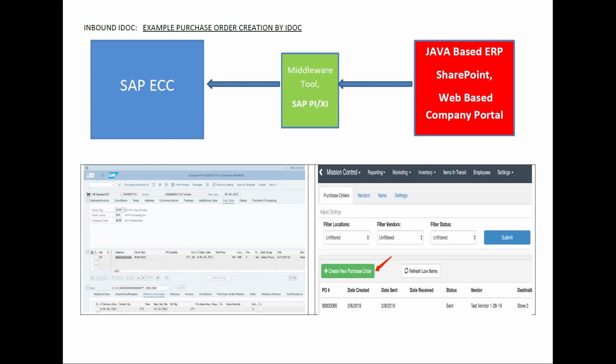And in case the inbound IDOC fails, we can go to transaction BD87 to reprocess the IDOC once you have resolved the issue. So there is another transaction, BD87, to reprocess the IDOC.